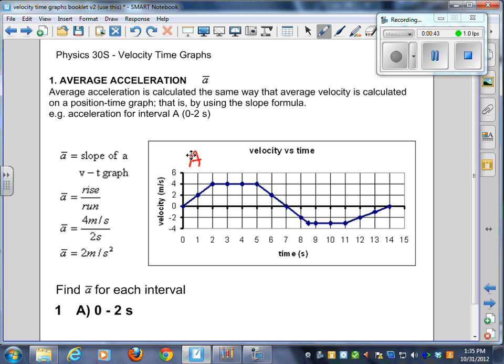So A is from 0 to 2, B is from 2 to 5, C is from 5 to 7, D is from 7 to 8.5, and then we have E is flat, and F is the last one. Okay? So the average acceleration of this velocity time graph for interval A, which is that bit right there, is going to be the rise. It rises 4, and it runs 2. So 4 over 2. Our average acceleration for interval A is 2. The slope of the line is 2.